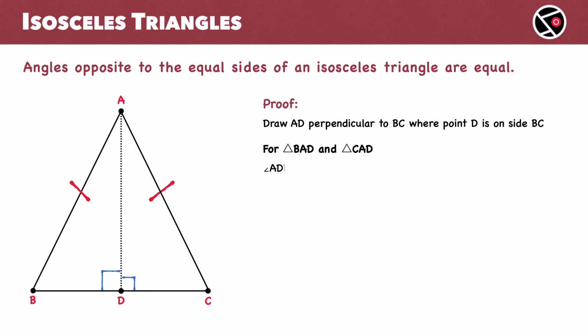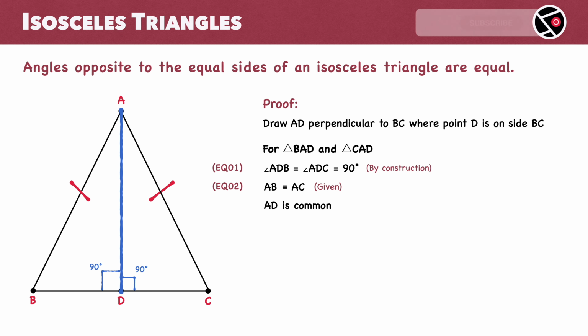Angle ADB and angle ADC are both 90 degrees by construction. This is equation number 1. AB equals AC, equal sides of isosceles triangle ABC. This is equation number 2. AD is common to both triangles. This is equation number 3.